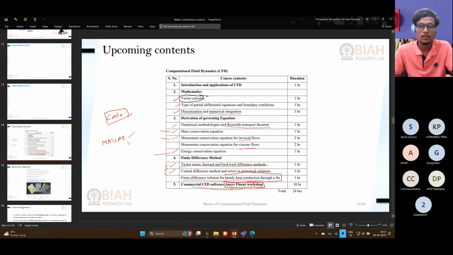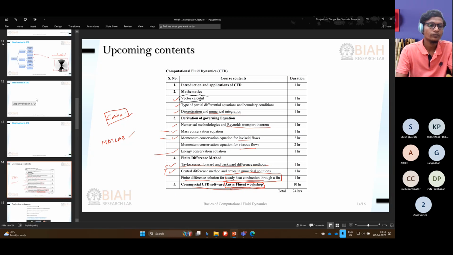I will plan an ANSYS Fluent workshop for them, which is an offline one. It is for 10 hours. I will try to teach how to simulate an aerofoil or a racing car, small models, using an ANSYS Fluent student version kind of software. So that is an offline mode. This is a small overview of what I tried to teach the students here.